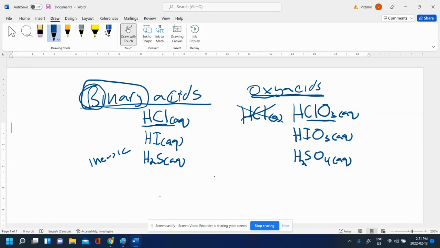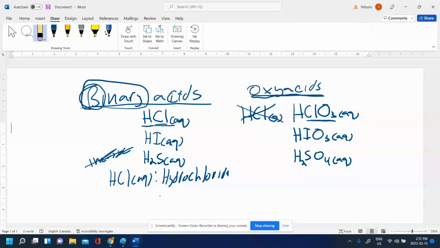We saw how to name binary acids before, and for binary acids, they always started with the prefix hydro. So for example, HCl(aq) was hydrochloric acid. Now, when it comes to oxyacids, naming them is very similar to how you would name the binary acids. It's just that you don't put the prefix hydro. So we have no hydro prefix in their name.